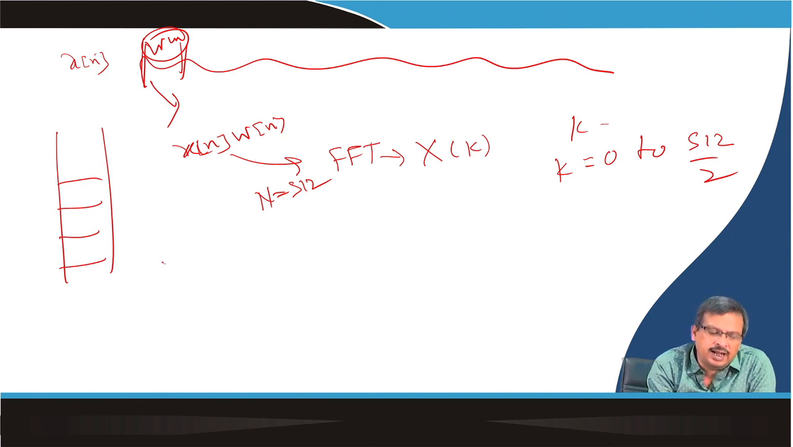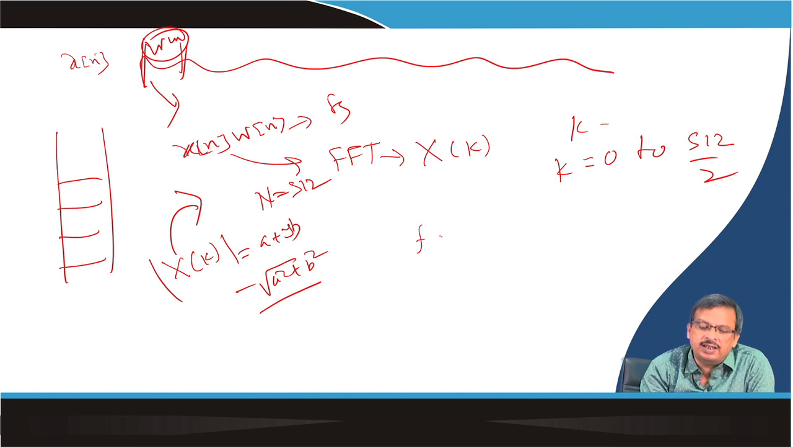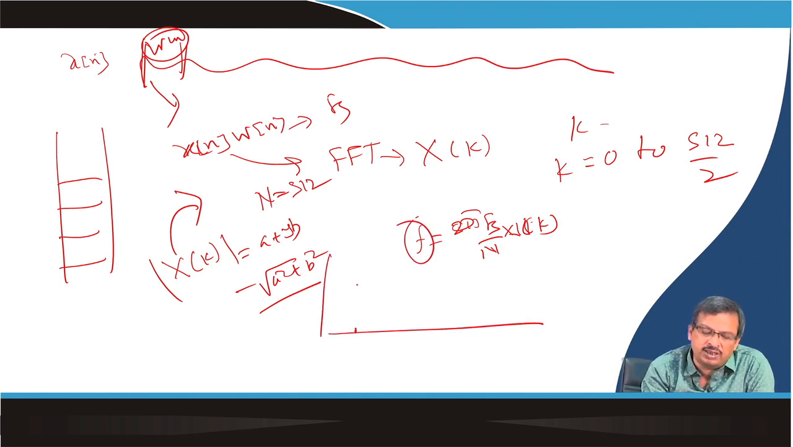Then I take the modulus of X of k. That means X of k is a complex number, so I take the real square plus imaginary square. X of k is represented by a plus j b, so I compute the root of a square plus b square. Once I have done that, I know the sampling frequency of the signal. The relation between f and k, from 2 pi, is f equals fs by N into k. So, knowing the k index, I calculate the corresponding analog frequency, and corresponding to that frequency I plot the amplitude, and you get the spectra.